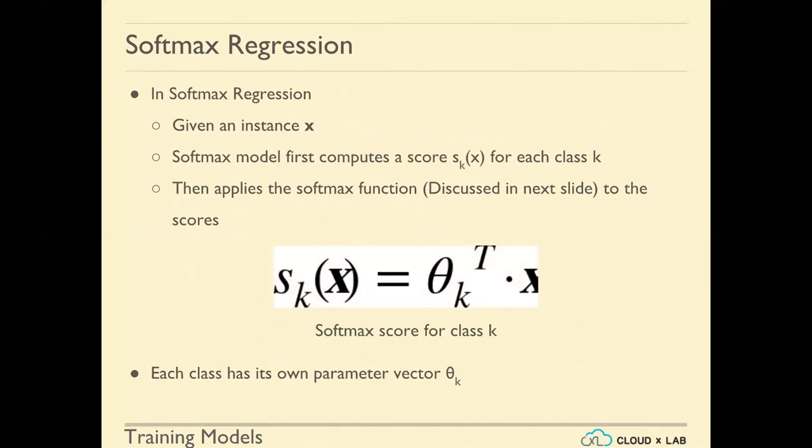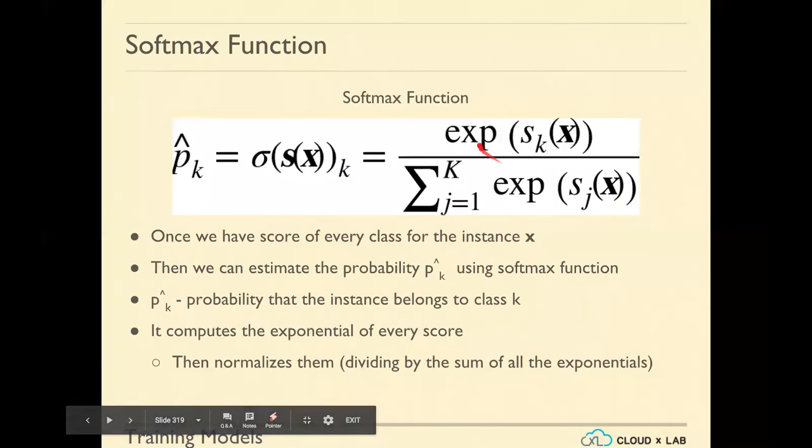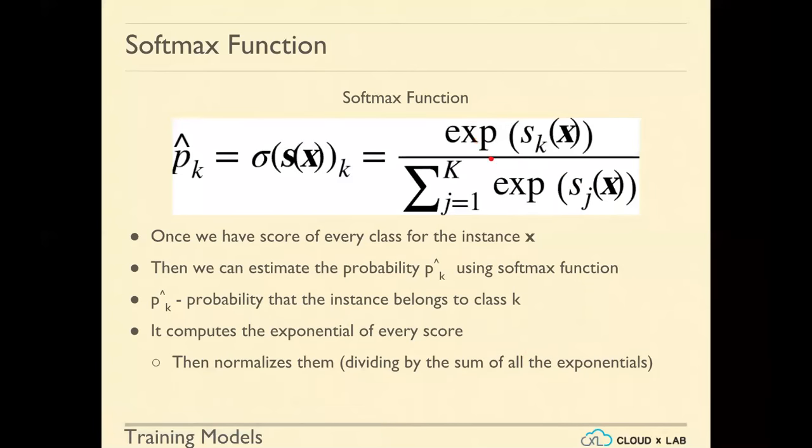So what we're going to do is compute this for every class, then sum all of them, and divide this value by all of them. So it's like this. The only difference is we are putting e to the power of something, divided by the summation of all these values and so on.